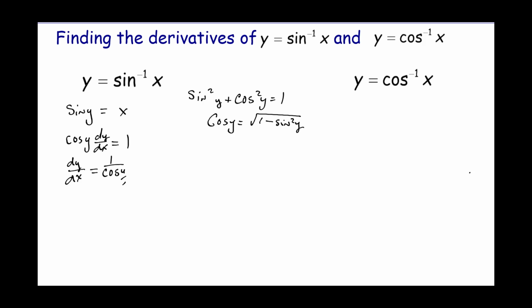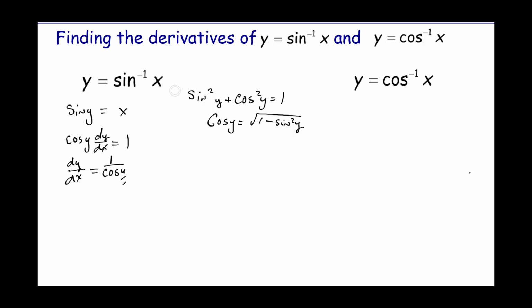Now, normally when you take a square root, you would put a plus or minus in front of it. But in this case, you don't need to, because the domain and range of the inverse sine are between negative pi over 2 and pi over 2, and that means cosine is positive in that zone. That's why we don't have to worry about the cosine being negative.